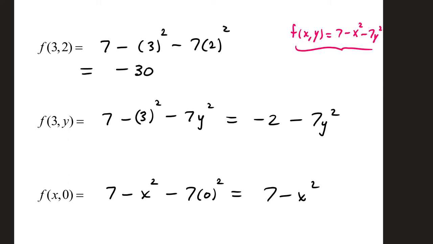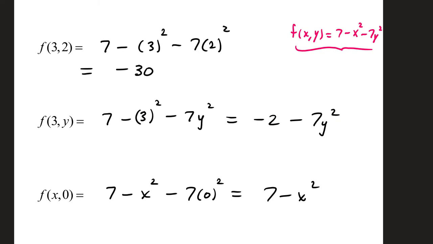The fourth evaluation, we're asked to replace x with 3, but leave y alone. 7 minus 3 squared minus 7 times y squared. No number for y, just leave it as it is. 7 minus 9, that's negative 2, minus 7y squared.